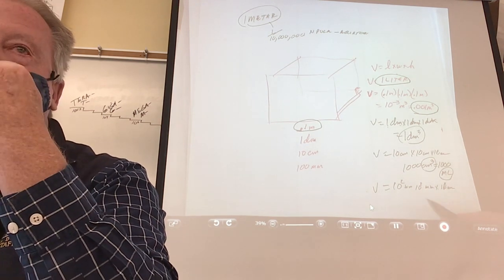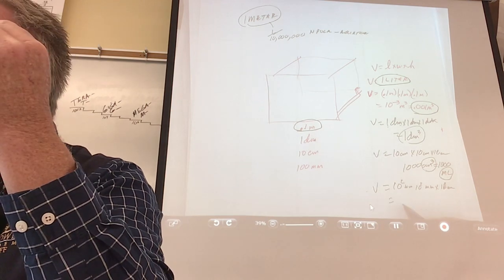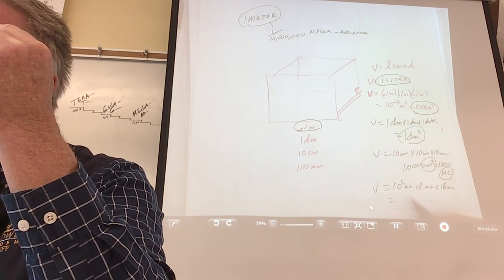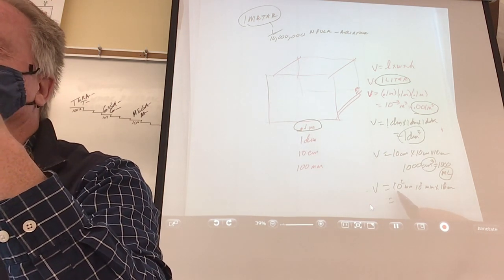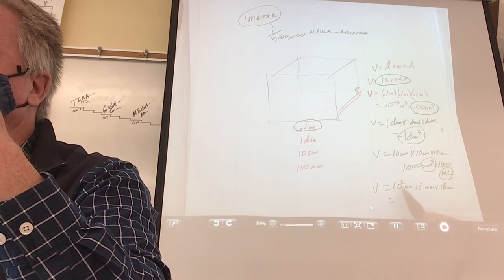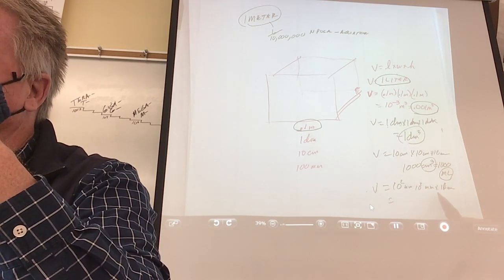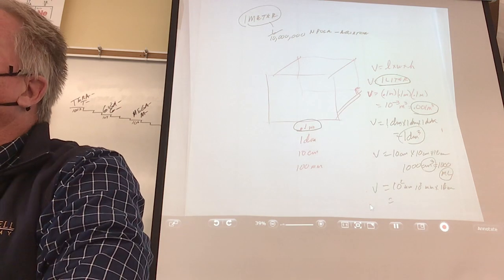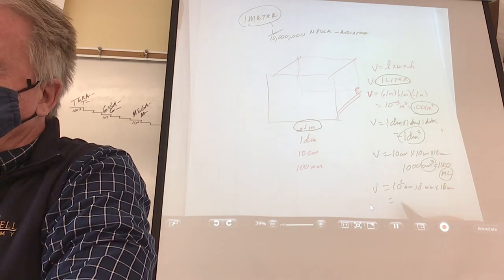What's 10 to the second times 10 to the second times 10 to the second? 1,000 to the sixth. Wait a minute, let's try this again. What's 10 to the second times 10 to the second times 10 to the second? When you multiply numbers with exponents, you add them. 10 to the 6.